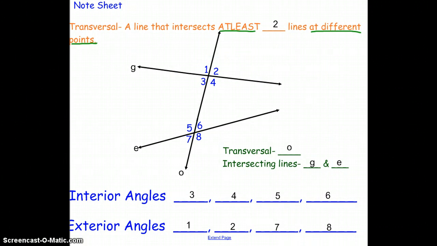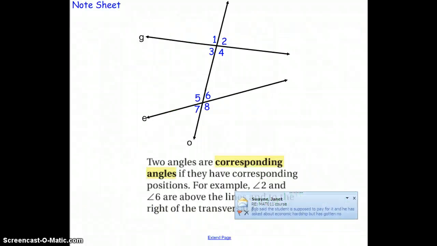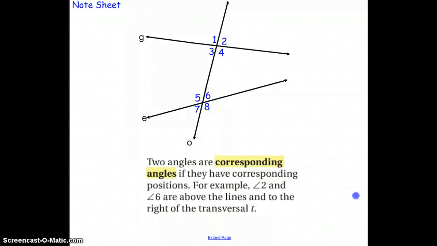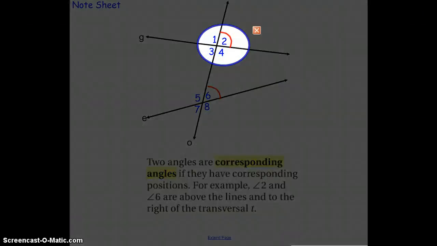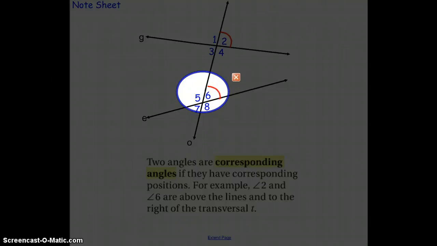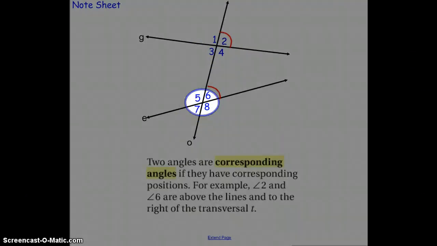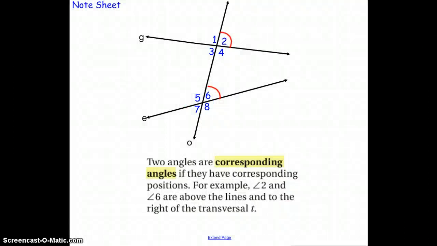Okay, moving along, we need to talk about what it means to be corresponding. Two angles are corresponding if they are in corresponding positions. For example, 2 and 6. If I were to slide this grouping down onto my other set, 2 and 6 are in the same position. 2 is in the top right, 6 is in the top right. Your other corresponding angles are going to be 4, 8, 7, 3, 1, 5.